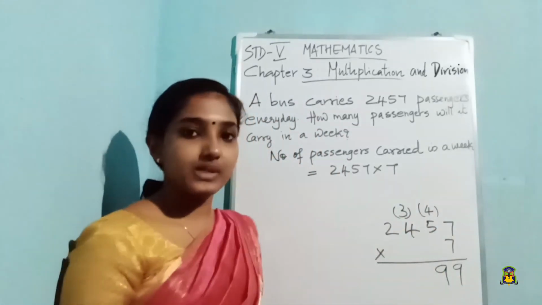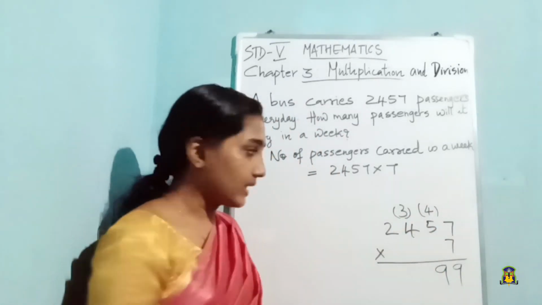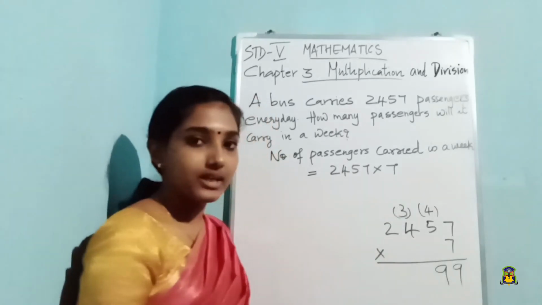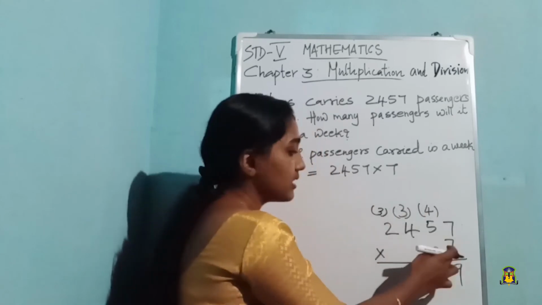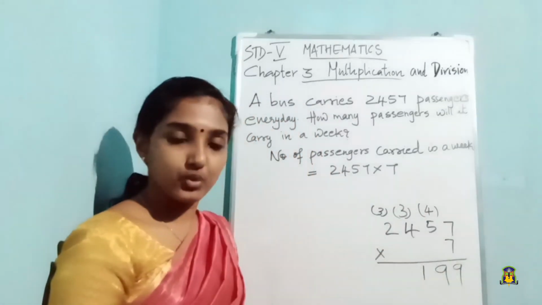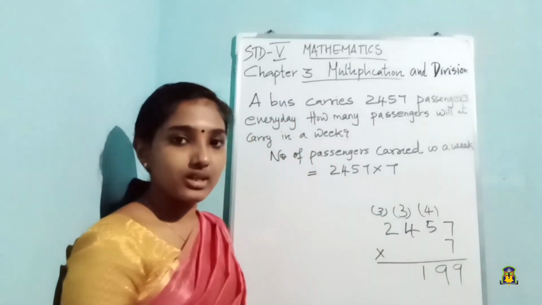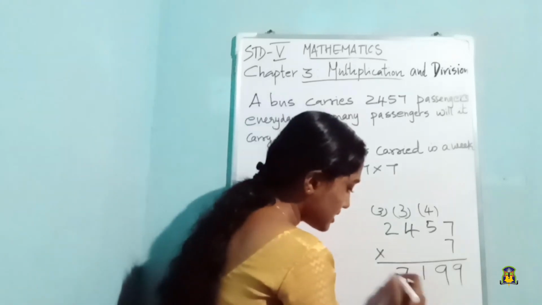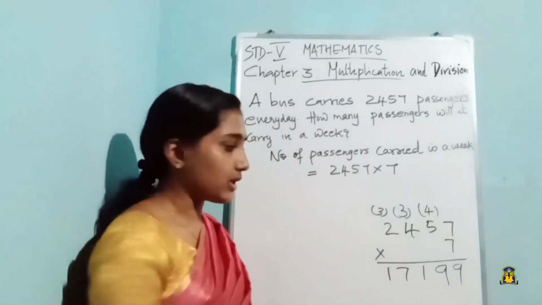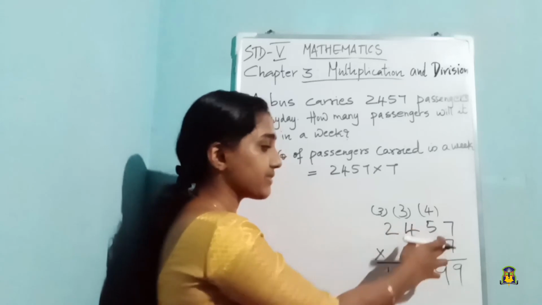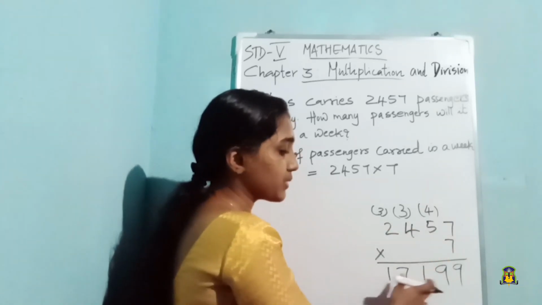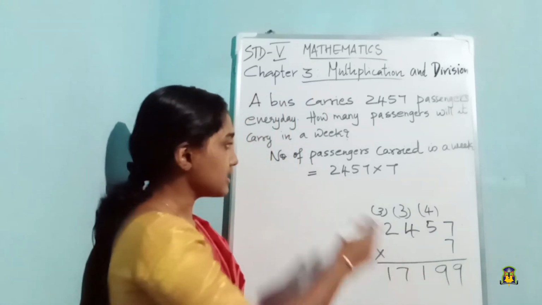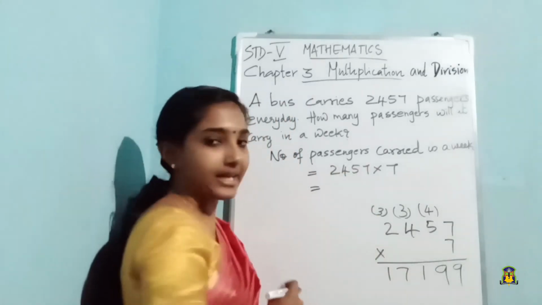7 into 4, 7 fours are 28. 28 plus 3 gives 31. 1 here, 3 is carried. 7 into 2, 7 twos are 14. 14 plus 3 gives 17. It is 17 here. So, after multiplying 2457 with 7, we got the product as 17,199 and it is the number of passengers carried in the week.